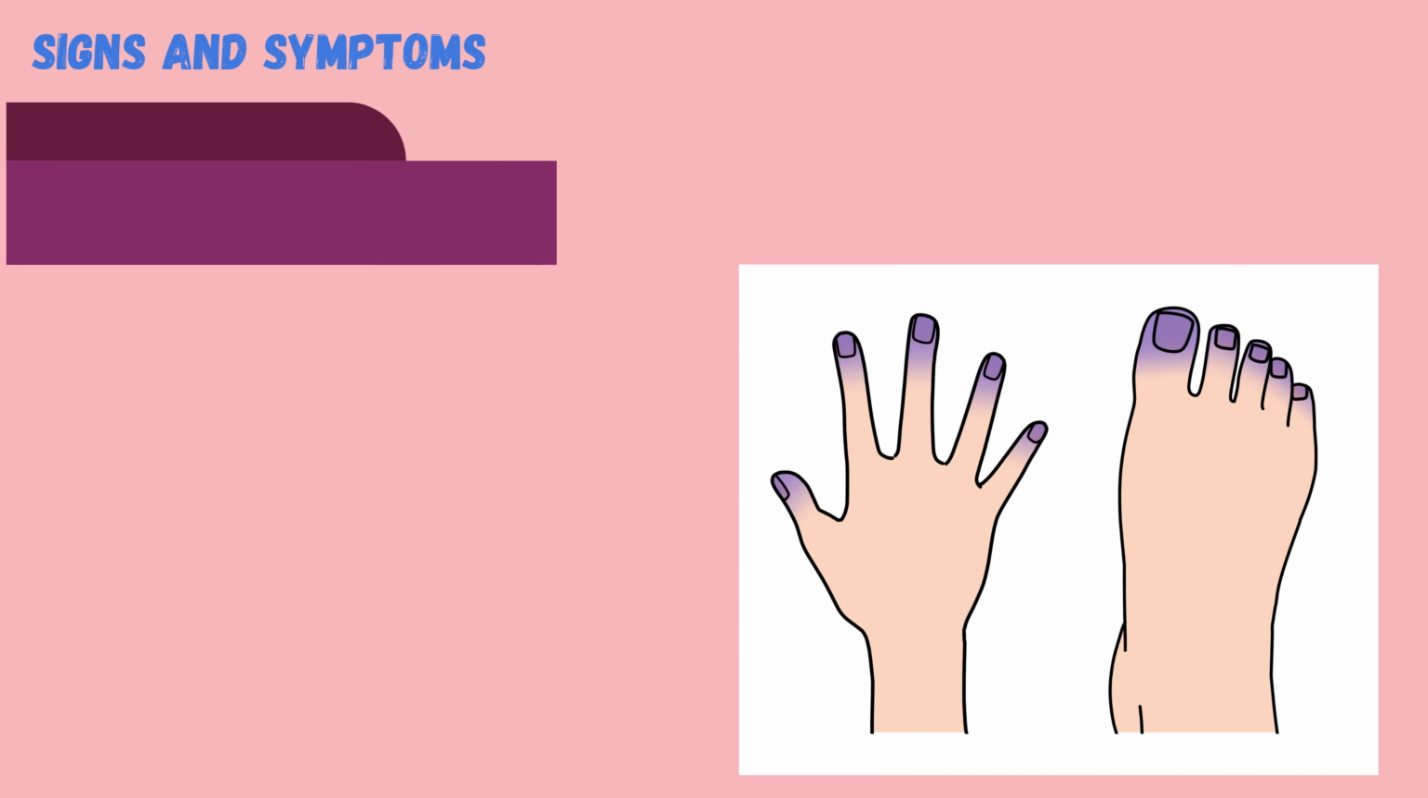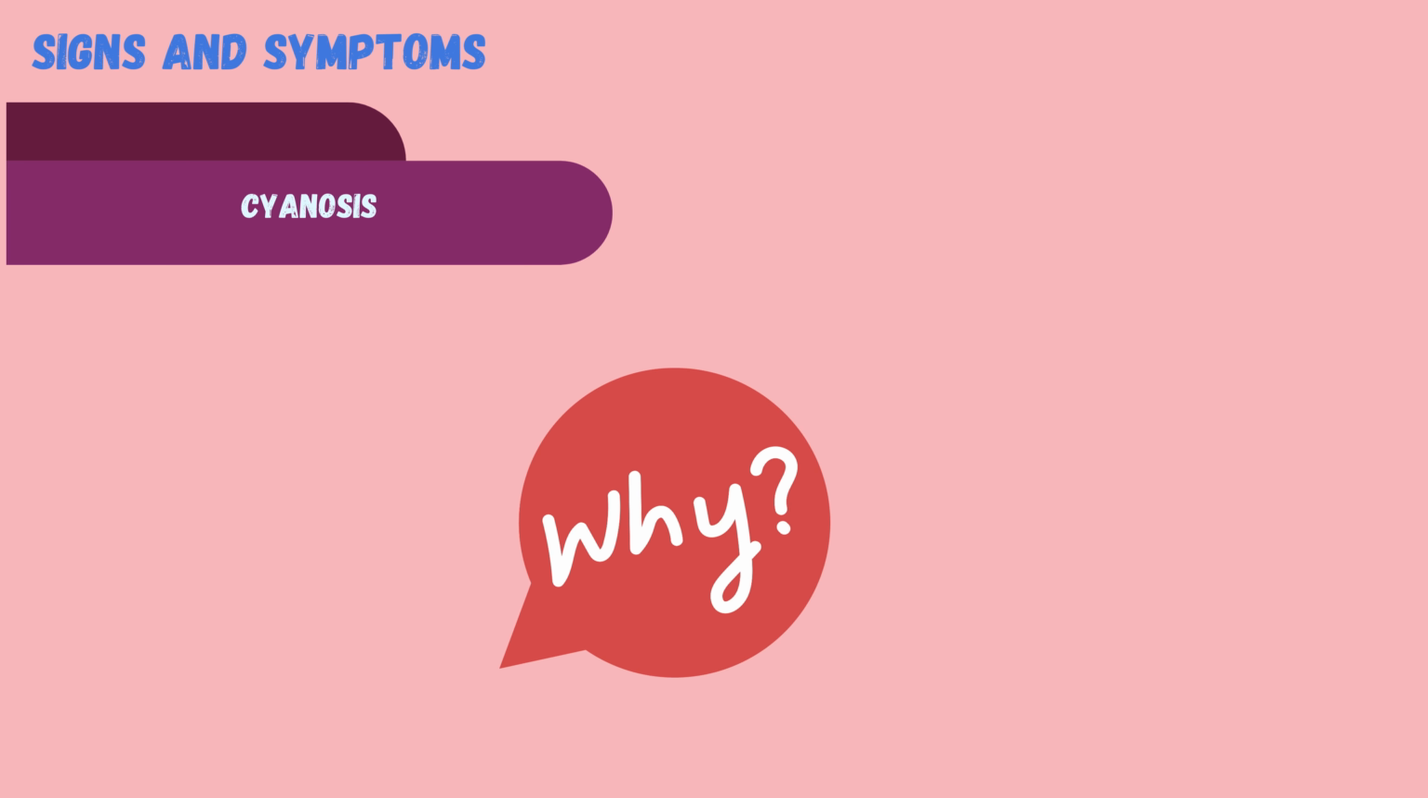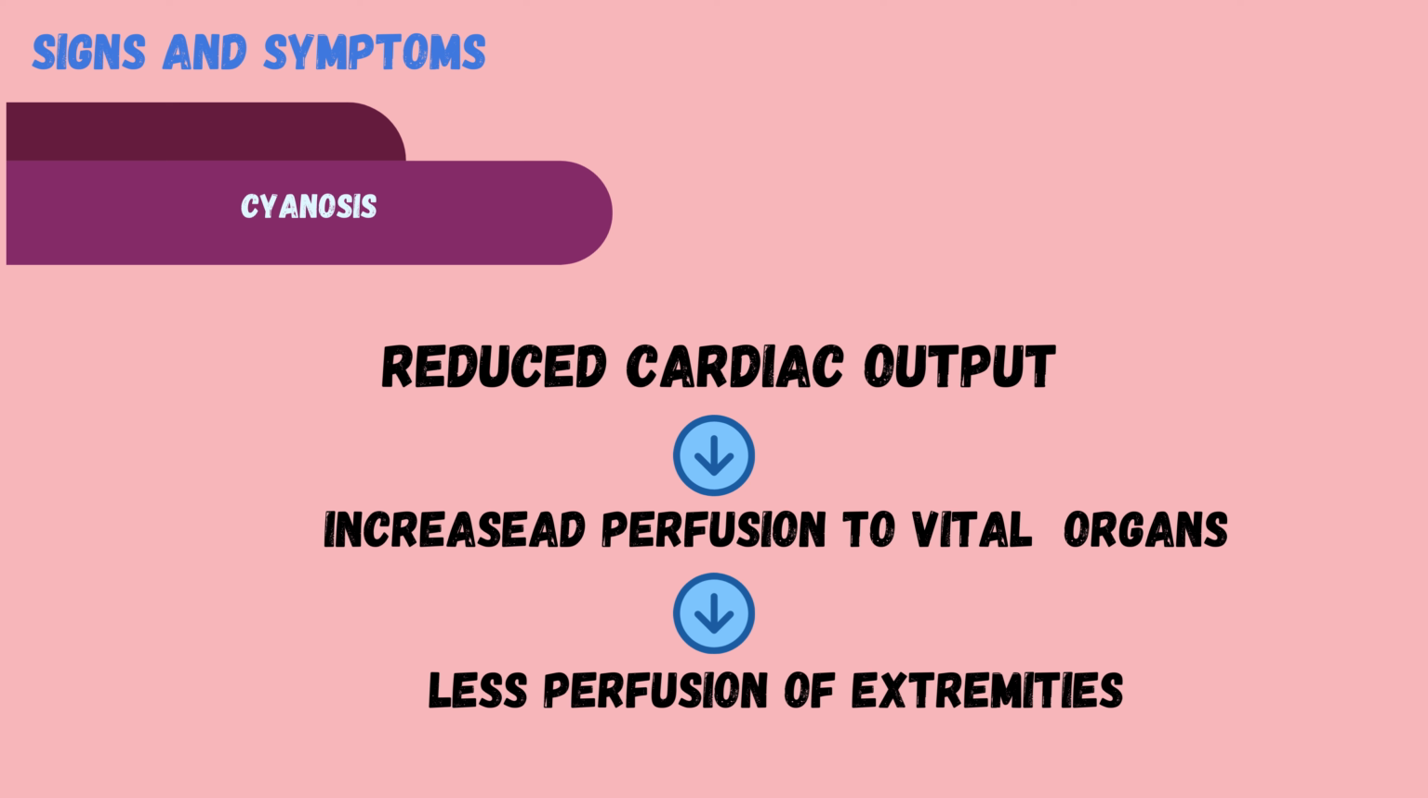Cold extremities and cyanosis. What does it look like? Patients may notice their fingers, toes, lips, or earlobes appear bluish or feel cold. Why does it happen? Reduced cardiac output leads to poor circulation in the extremities, as the body prioritizes blood flow to vital organs like the brain and heart.